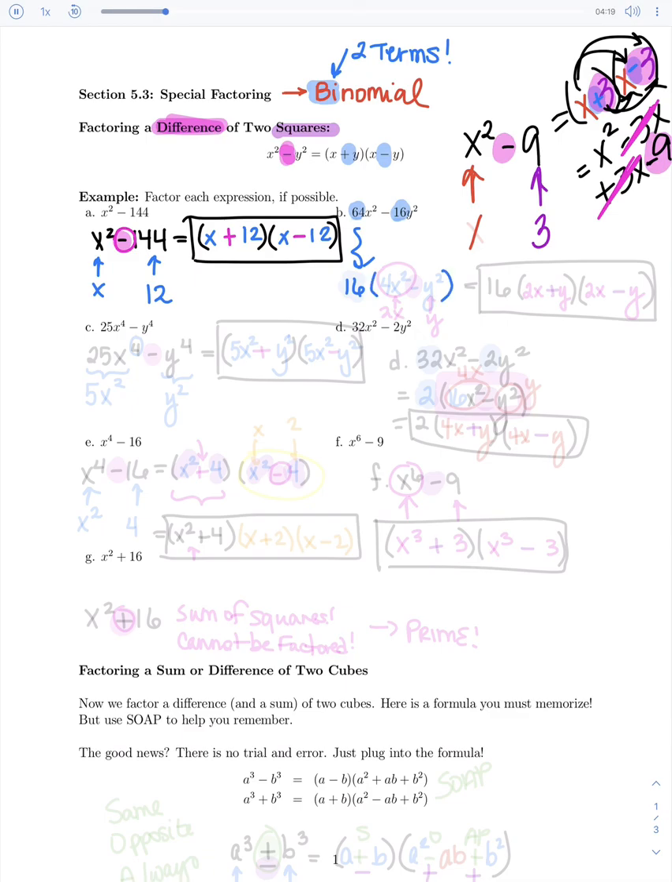So let's factor out a 16 first. 16 will go into 64 4 times, and we'll still have our x squared. And 16 will go into the 16 once, so we'll just end up with the minus y squared here.